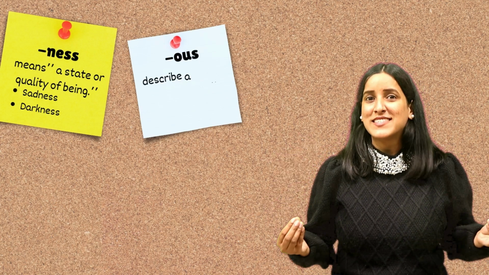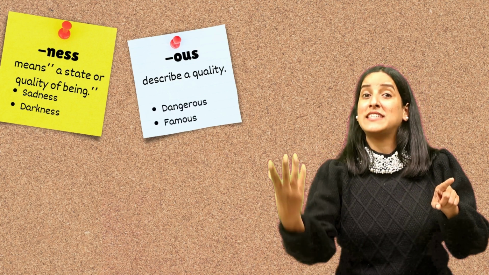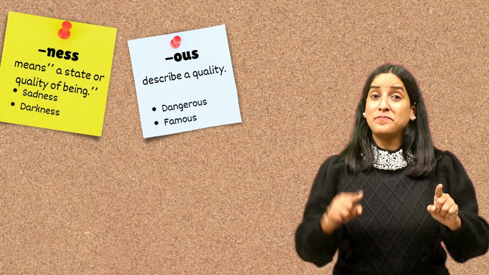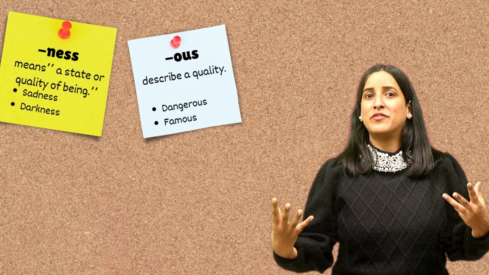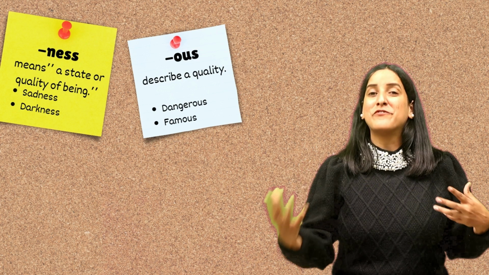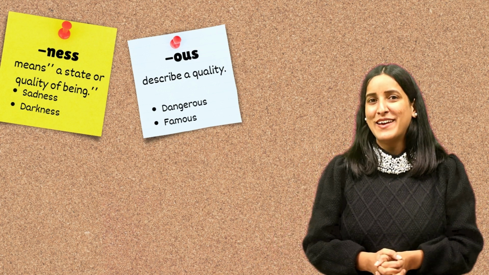Next one is ous. Now this suffix turns nouns into words that describe a quality. For example, danger becomes dangerous. Now it talks about something that is full of danger. Fame becomes famous, which talks about something which is full of fame or which is known, right?